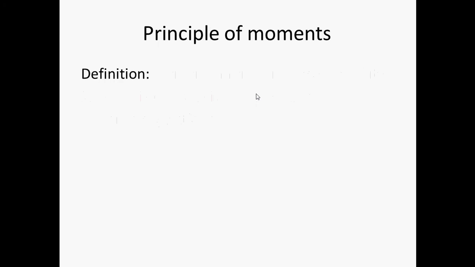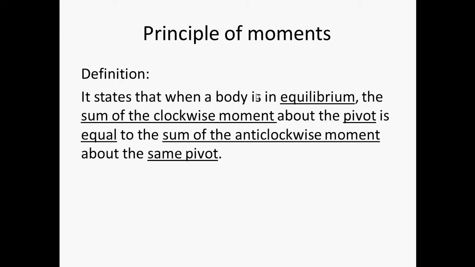So let's define principle of moments. Principle of moment states that when a body is in equilibrium, the sum of the clockwise moment about the pivot is equal to the sum of the anti-clockwise moment about the same pivot. If you are asked to define the principle of moment, those underlined are the keywords. You cannot leave any of these keywords out because it will not make sense if any of these keywords are missing.